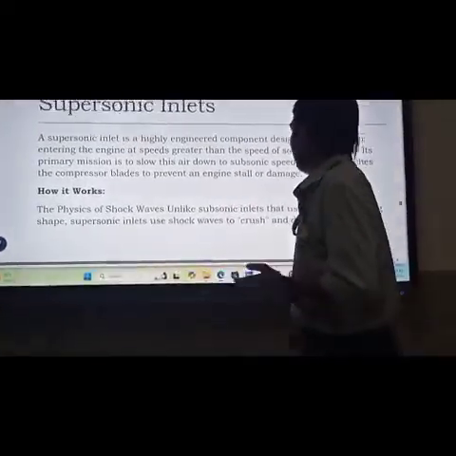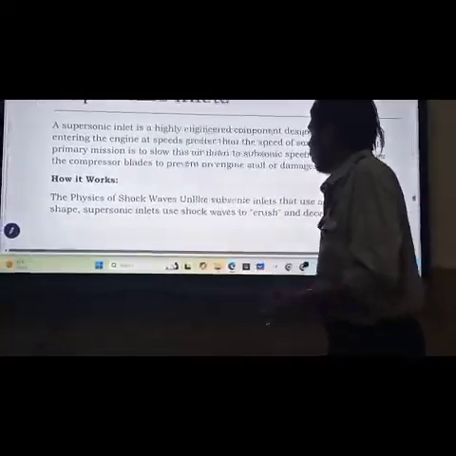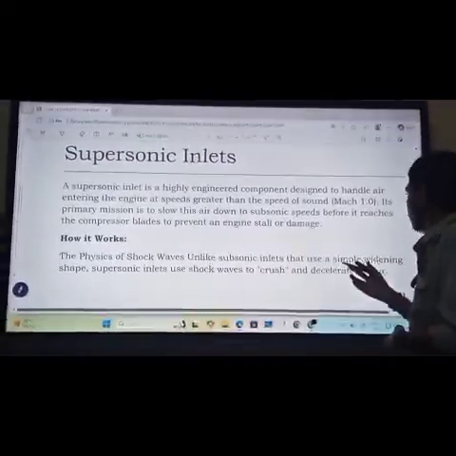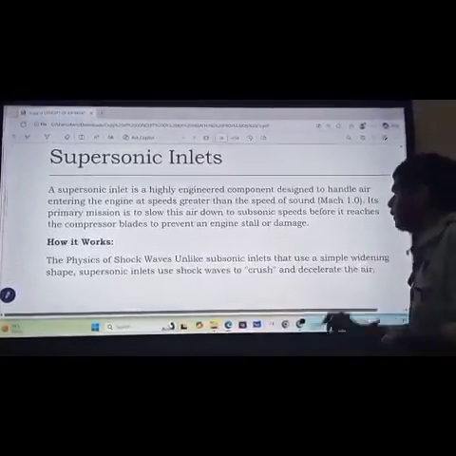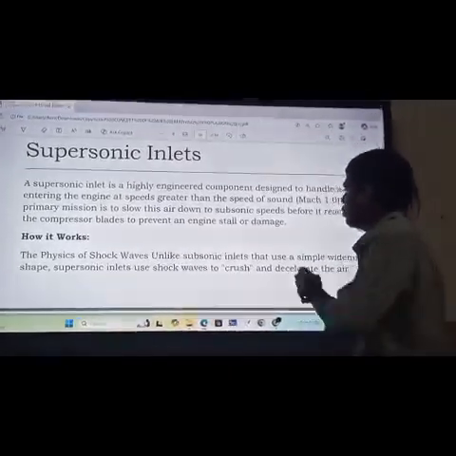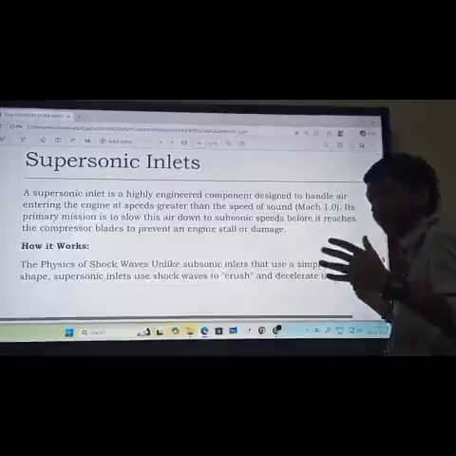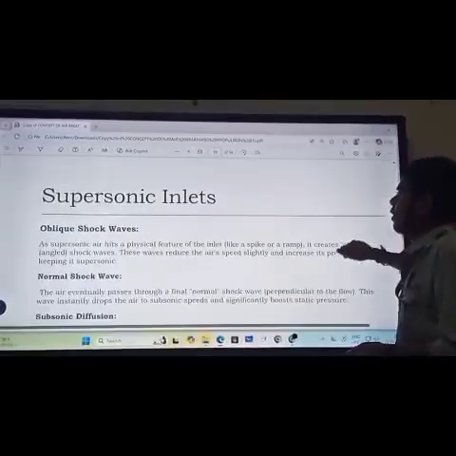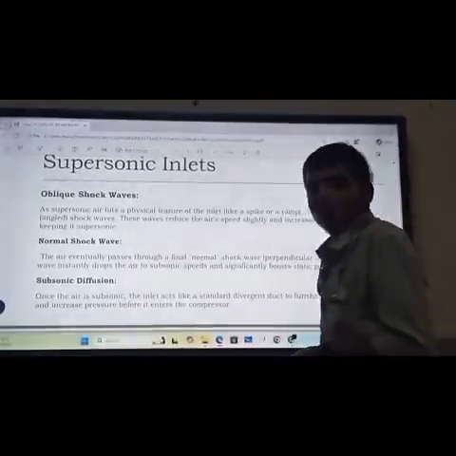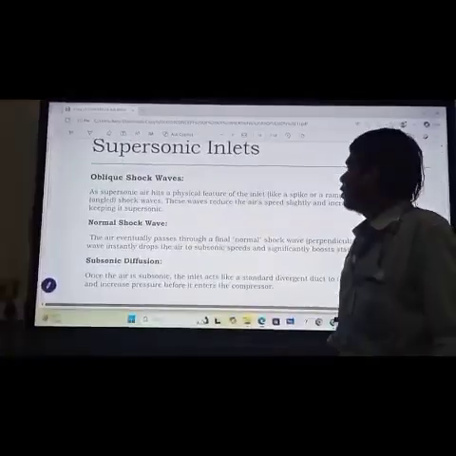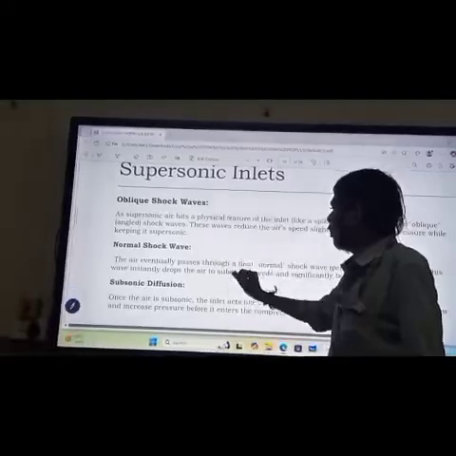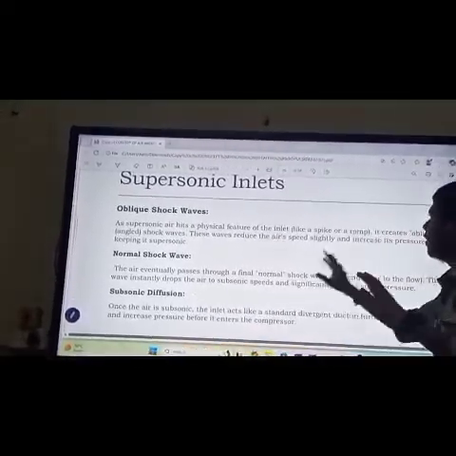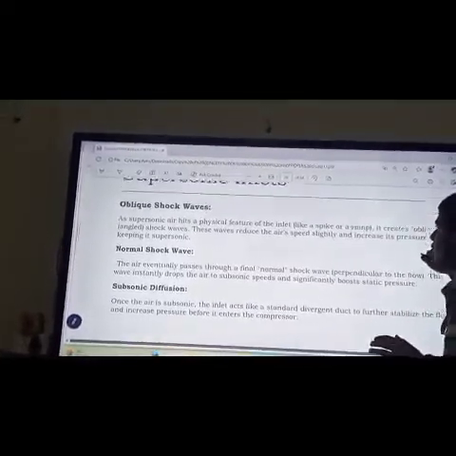Supersonic intake, same as that intake. The physics of shock waves: unlike the subsonic intake that uses a simple widening shape, the supersonic intake uses shock waves to crush and compress the air. So what are oblique shock waves? The supersonic intake involves oblique shock waves, normal shock waves, and subsonic diffusion.